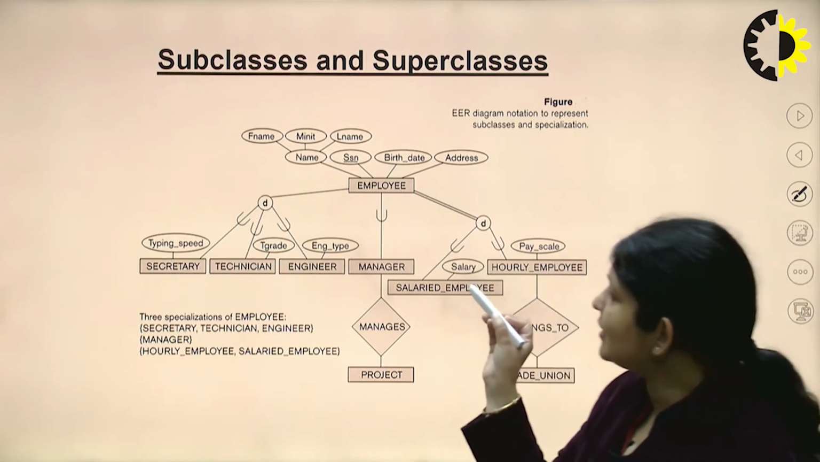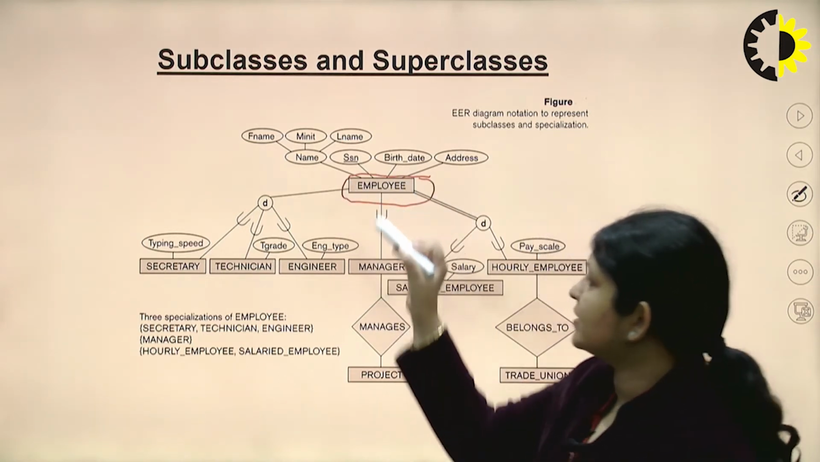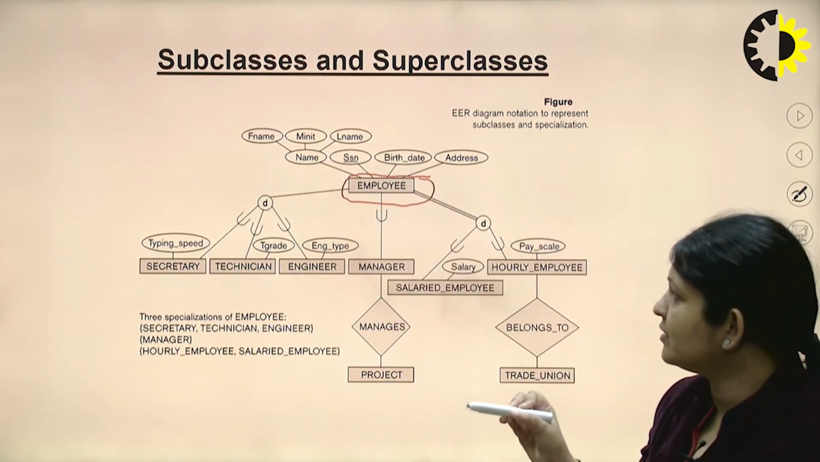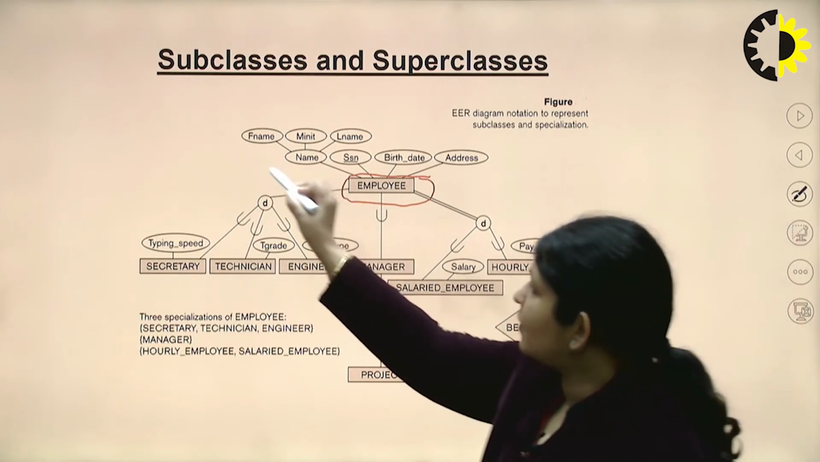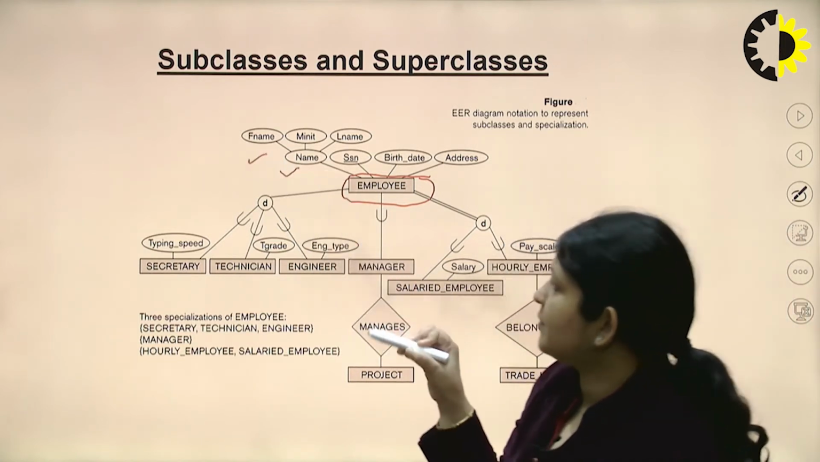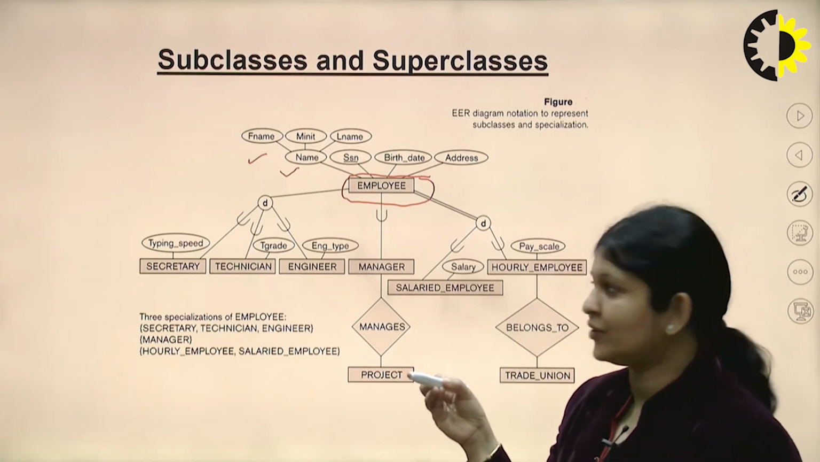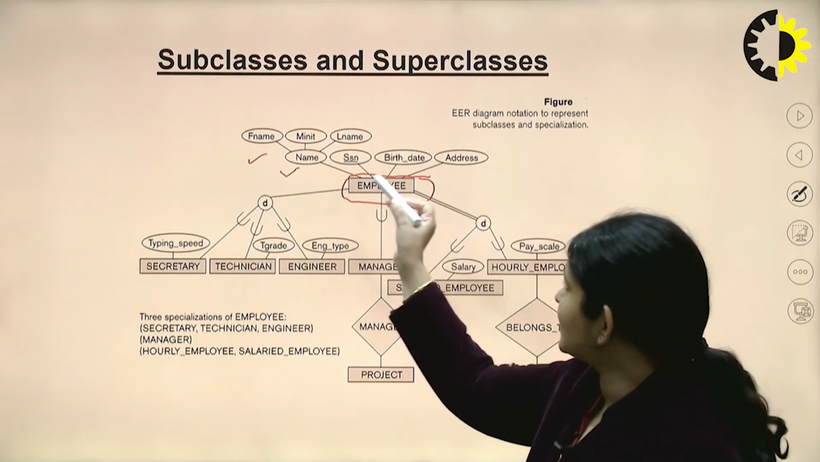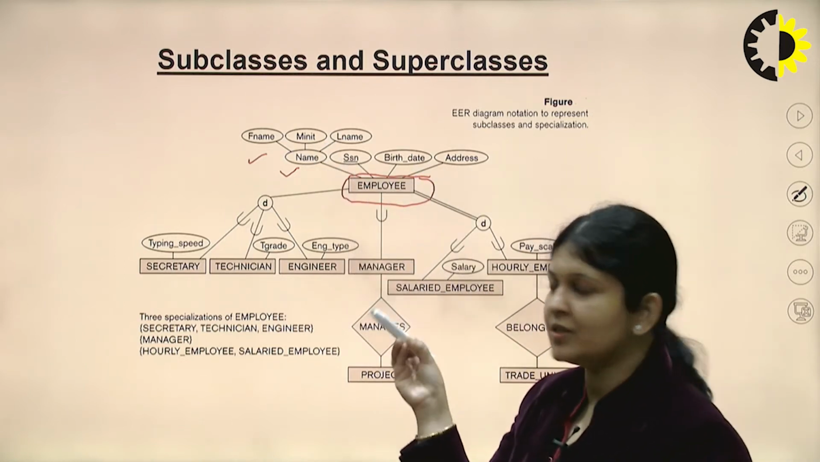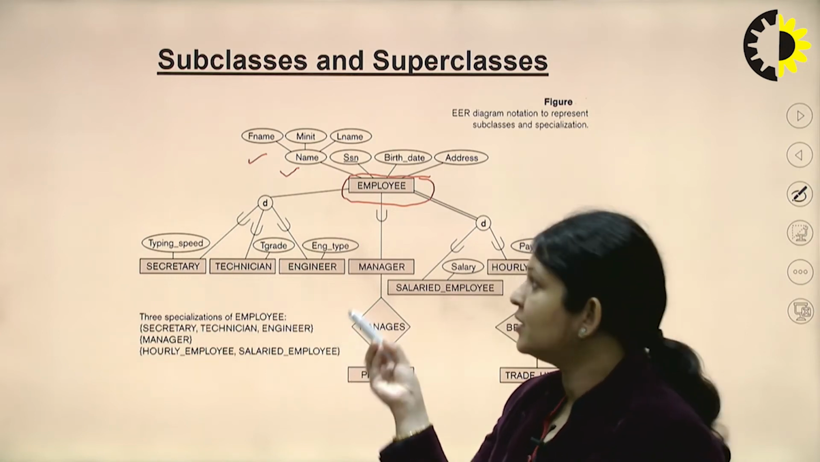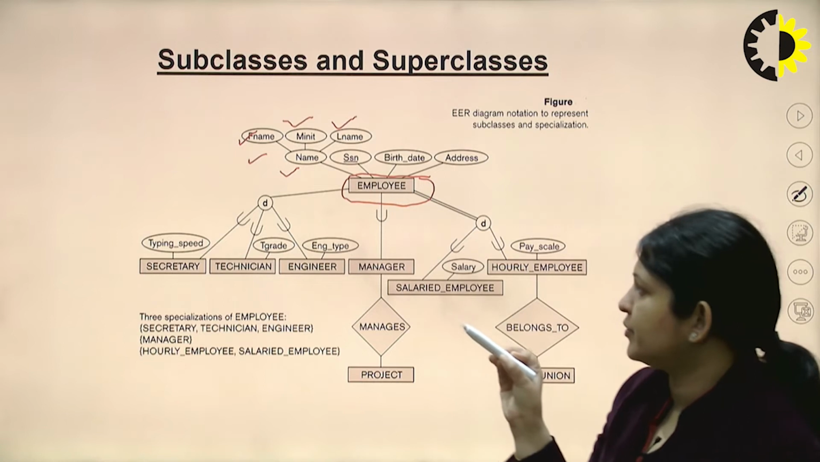Similarly, as we know, rectangles are used to represent the entities. So here employee is our superclass entity. Here all the attributes of the employee are represented using ovals. They may have various attributes like name, SSN, birth date, address, and further name may have various parts because it's a composite attribute, so it can be further divided into these particular attributes.